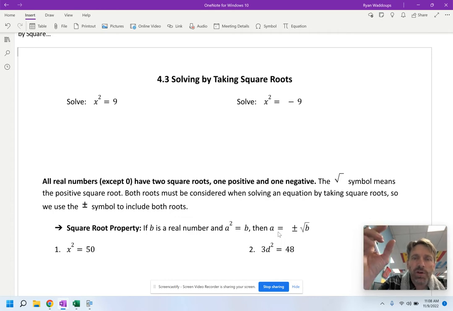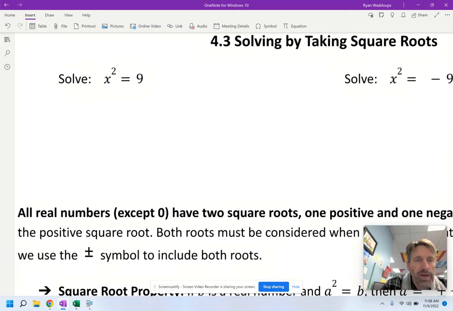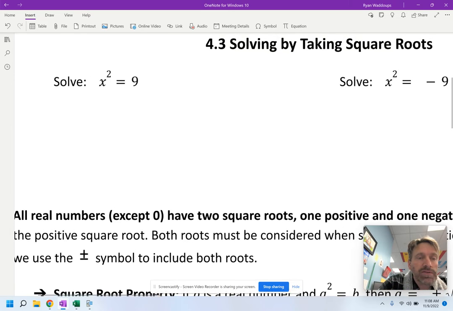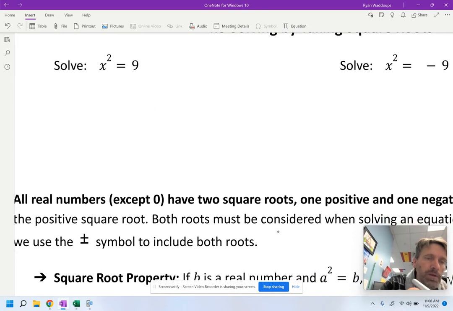So let's look at a couple of scenarios here. We have one where it said to solve x squared equals 9. Now let's think about what that means. X squared means you're taking some number and multiplying it by itself, and the answer is equal to 9 when you multiply it by itself. So a lot of students will look at this and say, well, x then equals 3.